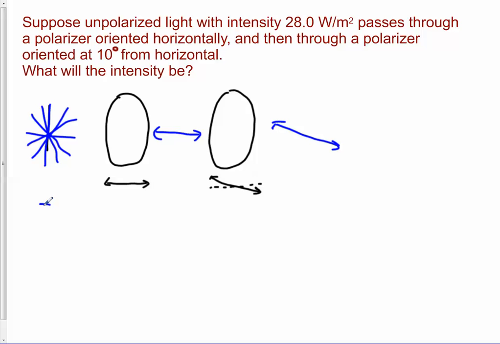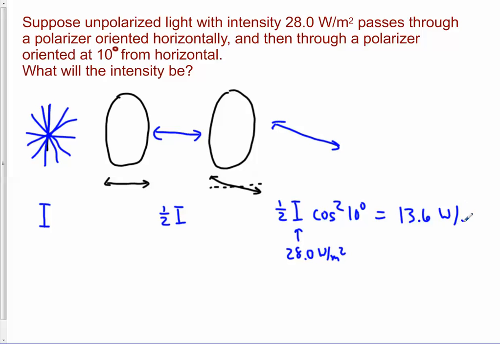Now the initial intensity, when it passes through here, now unpolarized to polarized, is going to be half as much. And then from here to here, we're going to multiply by cosine squared of 10 degrees. So we're using both laws here, unpolarized to polarized, and then polarized to differently polarized. All right, and putting in the 28.0 watts per square meter, that was the original intensity coming in. When you multiply by a half and then by the square of the cosine, you get 13.6 watts per square meter.